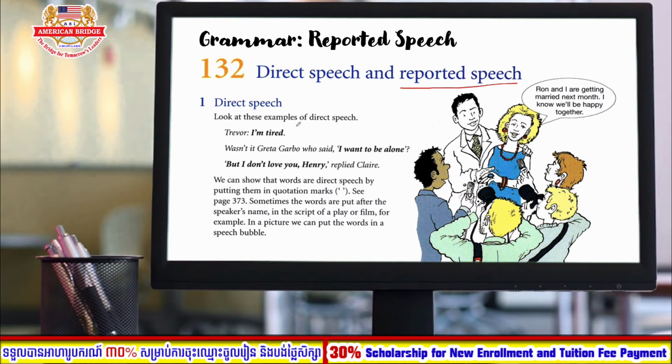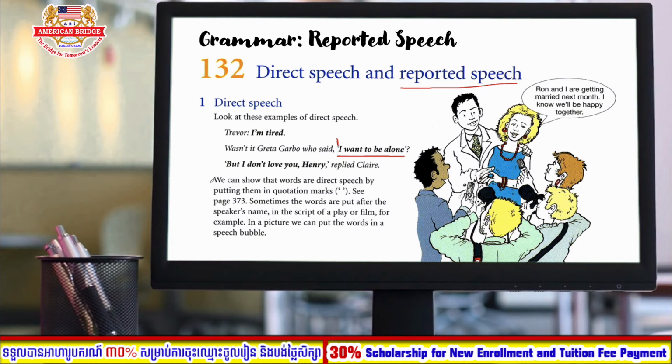Let's look at this example of direct speech. Trevor, I'm tired. Wasn't it Greta Garbo who said I want to be alone? But I don't love you, Harry, replied Claire. If you notice these words in bold here, they use what we call quotation marks. This one is quotation mark, a mark that is used to represent the direct speech.